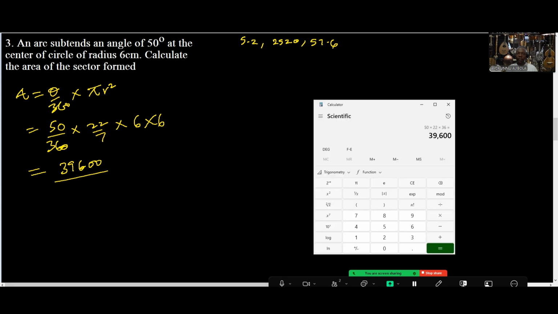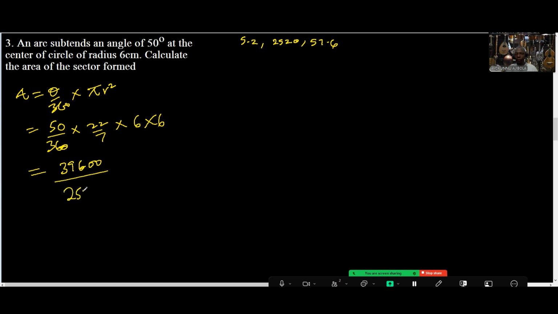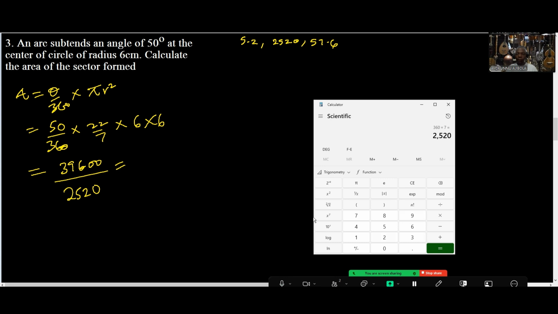So 39,600 is 50 times 22 times 36. Now 360 times 7 gives 2520. So then we have 39,600 divided by 2520. That gives 15.7.